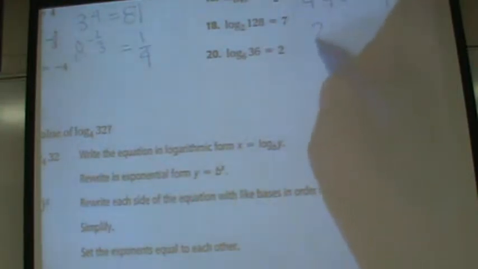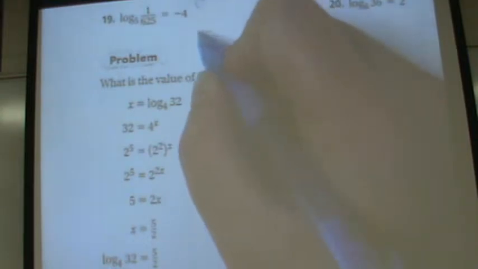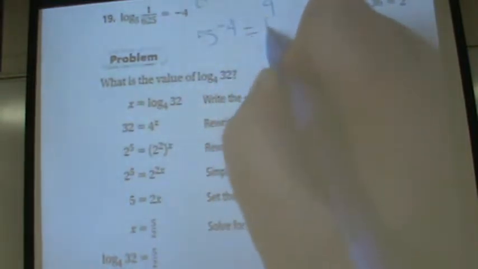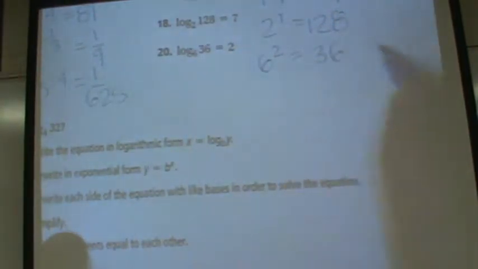2 to the 7th power equals 128. Okay, you do it. 5 to the -4 power equals 1/625. And 6 squared equals 36. Okay, bottom ones.